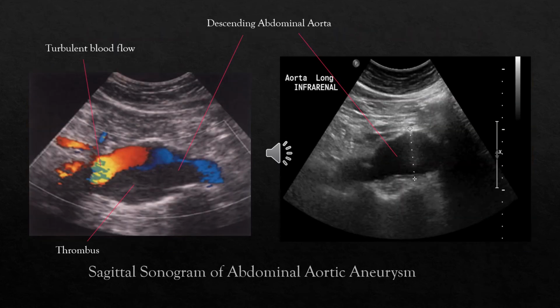This is showing a long axis of the descending abdominal aorta, with the aneurysm being measured out in the image to the right. The image on the left shows the color Doppler through the aneurysm. You can see that there is significant turbulent blood flow through the portion of the aneurysm, with a large thrombus on the inferior portion of the vessel itself.